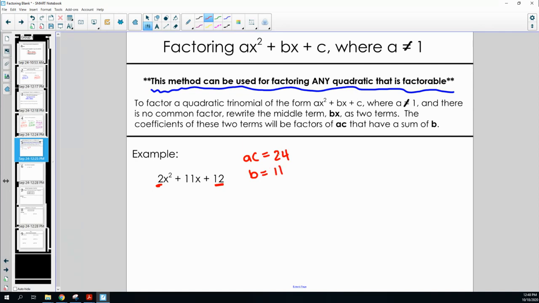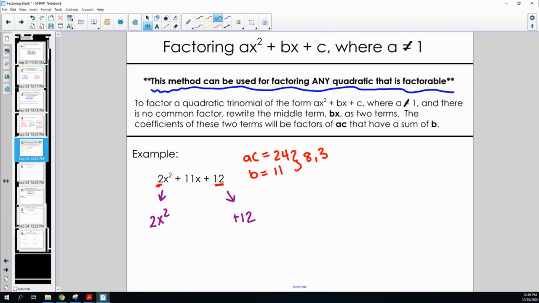So now I'm going to look for two numbers that multiply to 24 and add to 11. So we're going to use 8 and 3. So 8 times 3 is 24. 8 plus 3 is 11. So what we're going to do with this method is we're going to bring the first term down. So 2x squared comes down. We're also going to bring down the last term of plus 12.